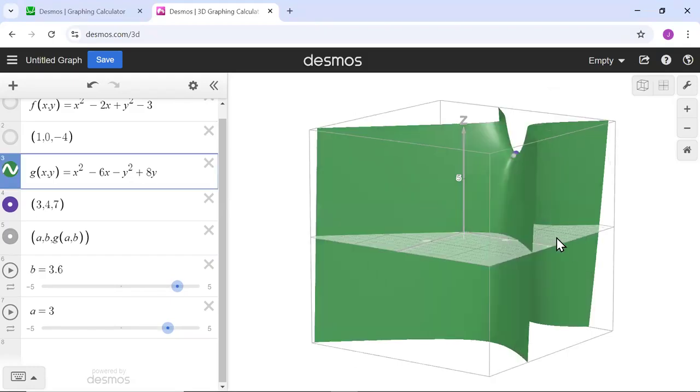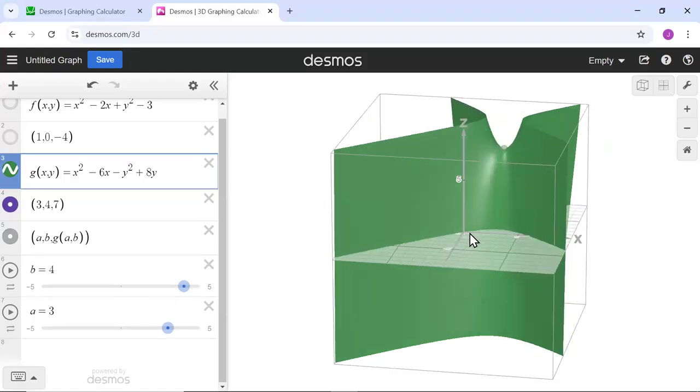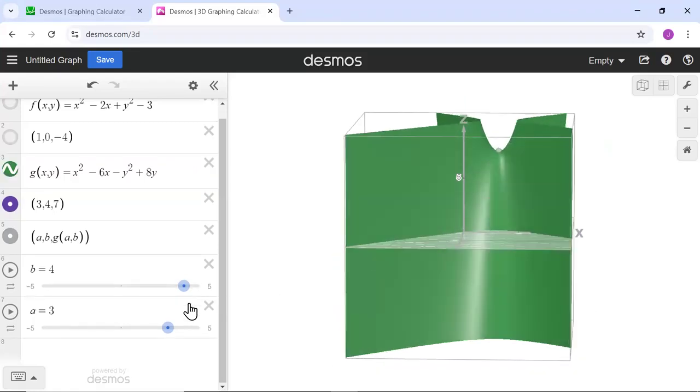Again, Y direction, I just mean parallel to the Y axis. So as you move in the Y direction, you go down. But if you move in the X direction, you move up.